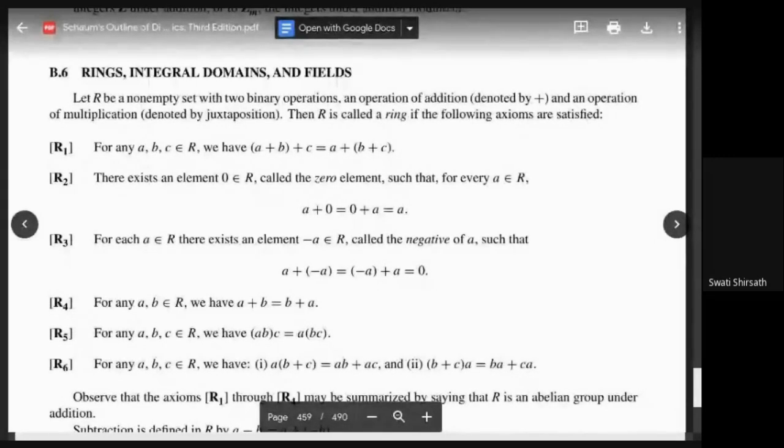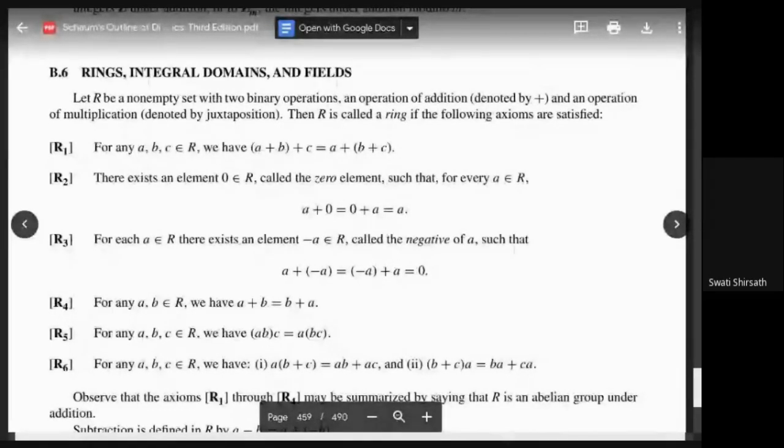So for groups, we have considered only one operation and one set. A set along with an operation, we said it is an algebraic system, and if it is satisfying a few properties, then we accordingly call it semi-group, monoid, group, or abelian group. But as I have told you, an algebraic system can have more than one operation. So here we have rings, one of the algebraic systems which has more than one operation.